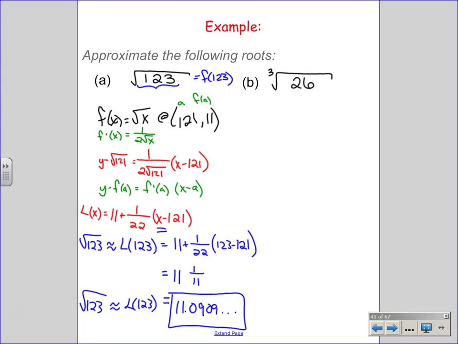What's your f of x? Cubed root. You guys came up with the point that was close. Ooh, cubed root of 27 is 3? That's a good point.